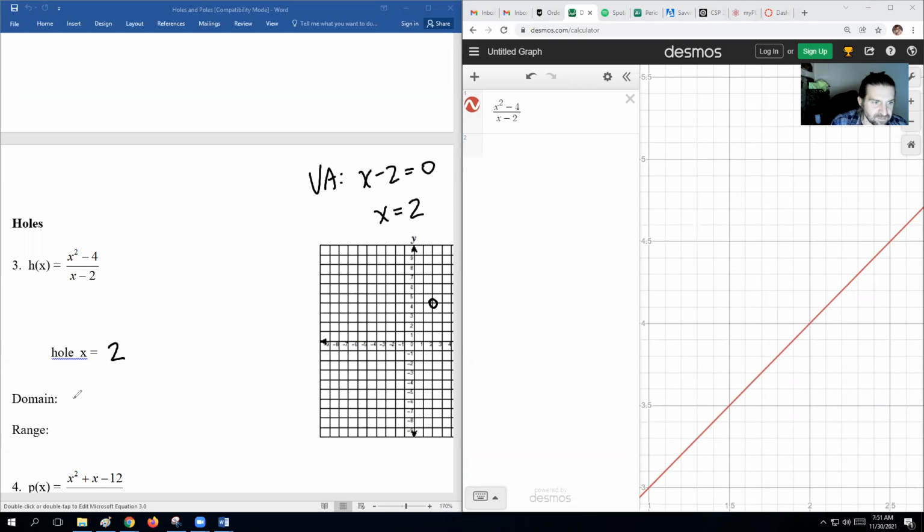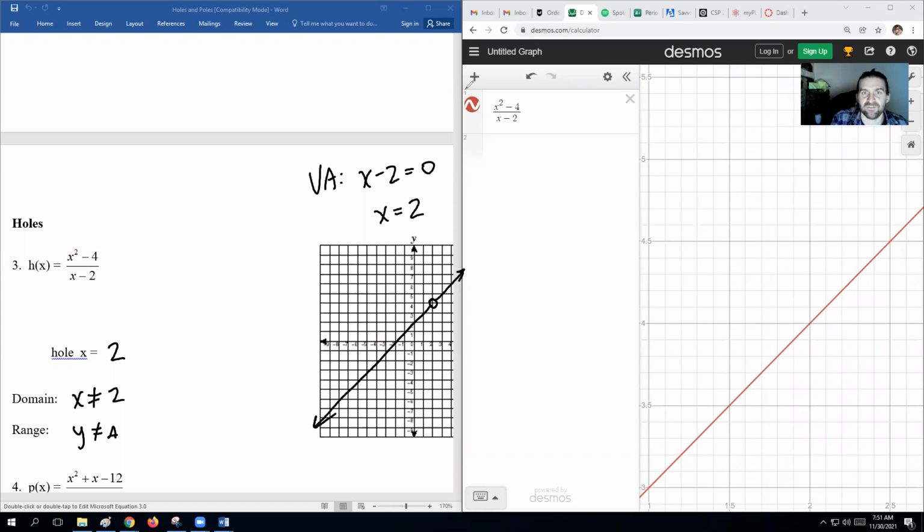We'd still say the domain is x cannot equal 2, and then the range is y cannot equal 4, and we can get that by looking at a graphing calculator. And then we're going to go ahead and draw this. This would be a straight line graph.